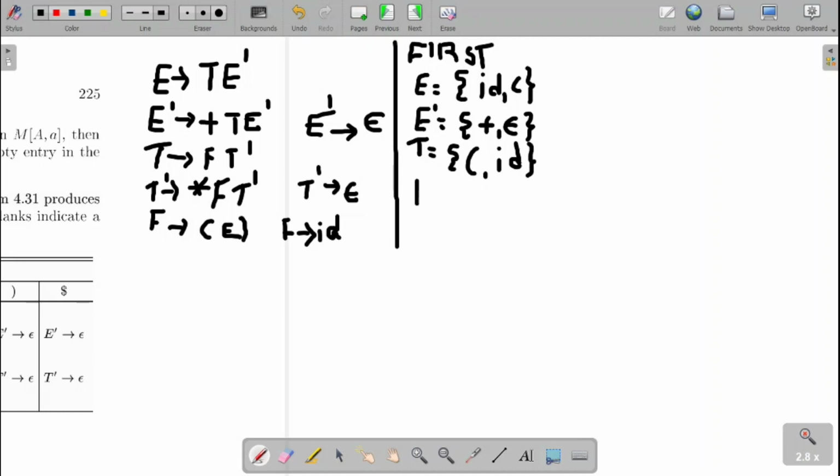Then the first of T dash. What is the first of T dash? First of T dash is star and epsilon. Then the first of F. First of F is open parenthesis and the ID. So this is the construction of the first set.